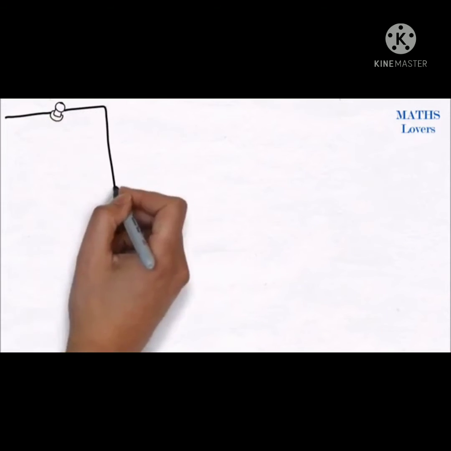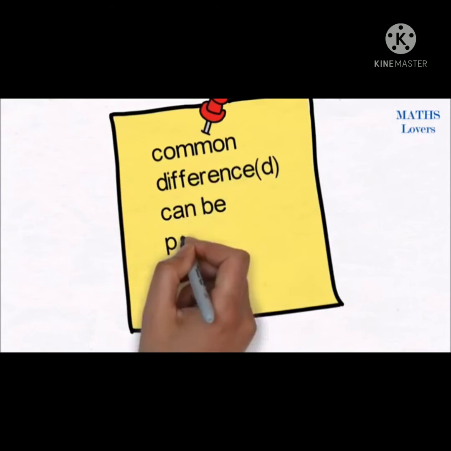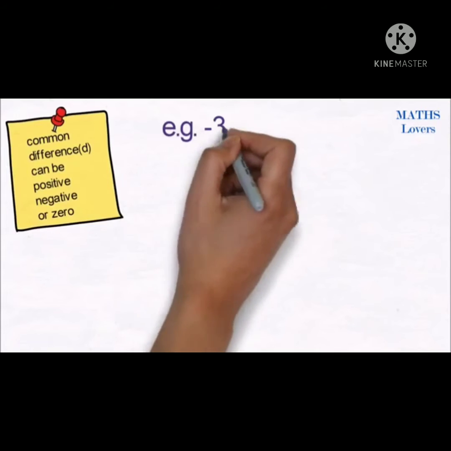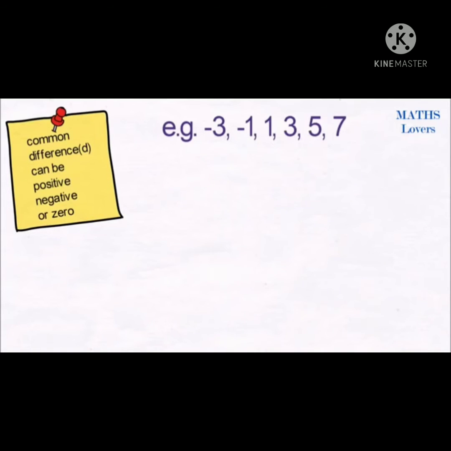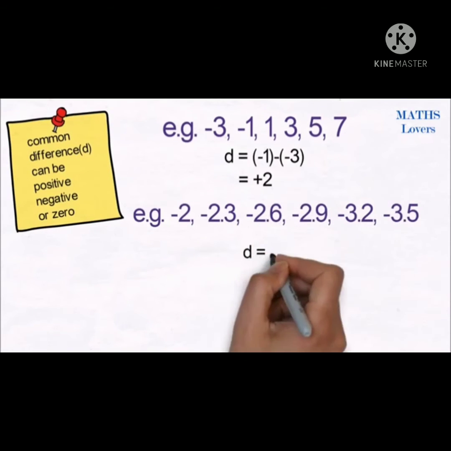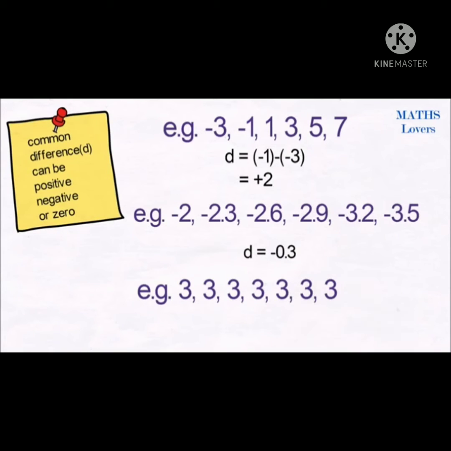Note down that in an arithmetic progression, the common difference D can be positive, negative or 0. Let's see it with some examples. In the first example, we can see that D is equal to plus 2. Let's proceed to the second example of AP. Here we can see that D is equal to minus 0.3. Let's see one more example of AP. Here D equal to 0.